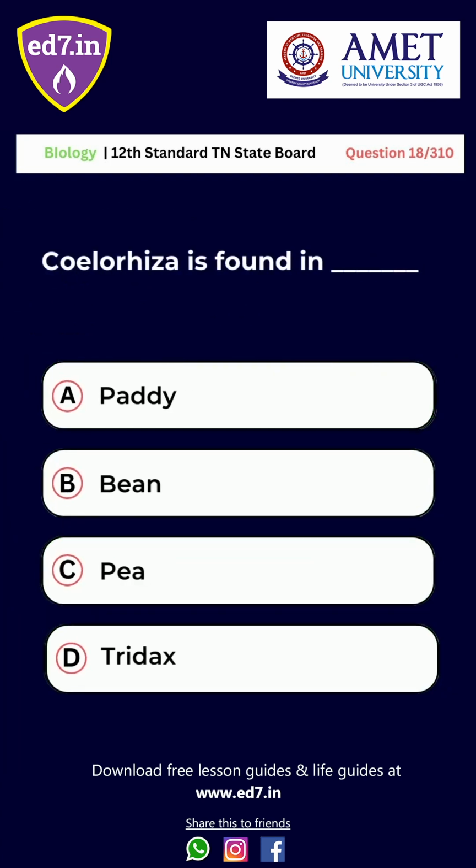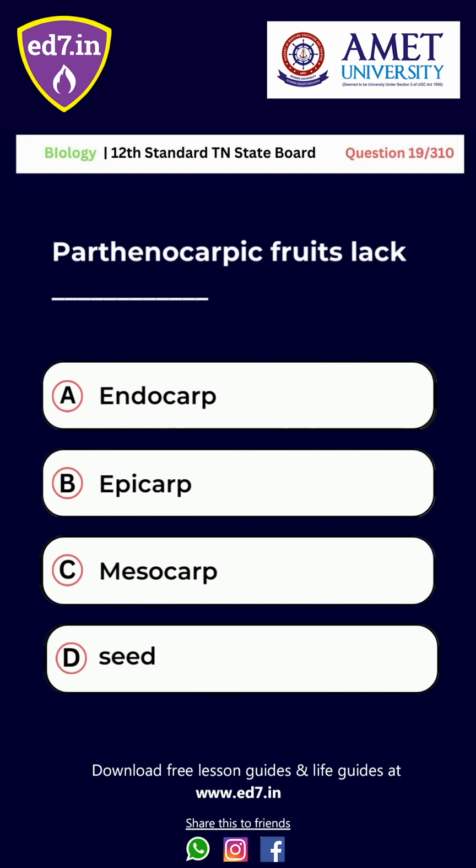Question number 18. Coryza is found in option A, paddy, B, bean, C, pea, D, tridax. And the right answer for this question is option A, paddy. Question number 19. Parthenocarpic fruits lack option A, endocarp, B, epicarp, C, mesocarp, D, seed. And the right answer for this question is option D, seed.